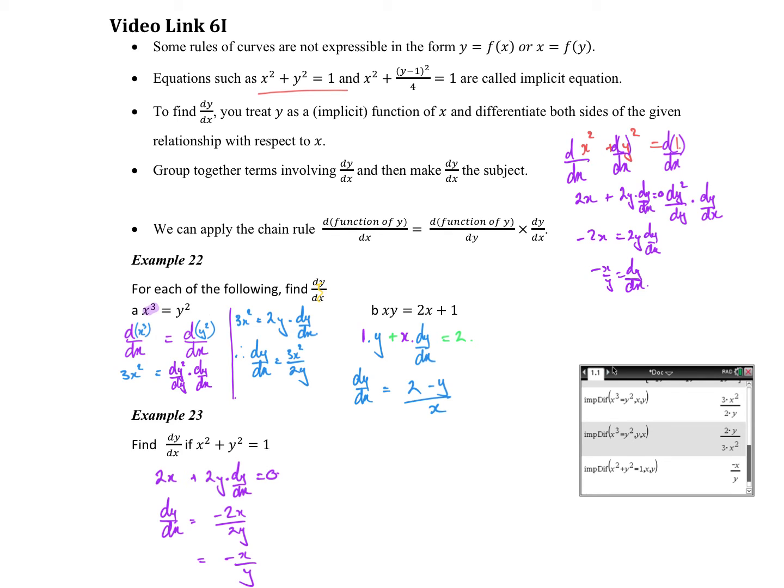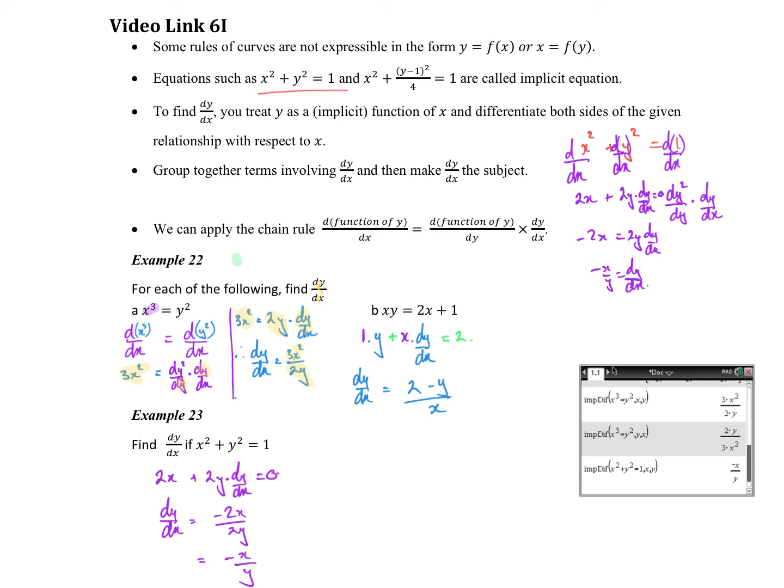So the derivative of x cubed with respect to x is just 3x squared. The derivative of y squared with respect to x is the derivative of y squared with respect to y times dy dx. Yeah? And so we've got our 3x squared there. The derivative of y squared with respect to y is 2y times dy dx. And there's my dy dx expression. Now we divide the 2y across and we get 3x squared on 2y. Now, believe it or not, that's an equivalent expression.